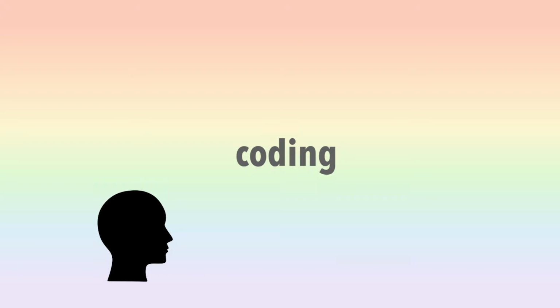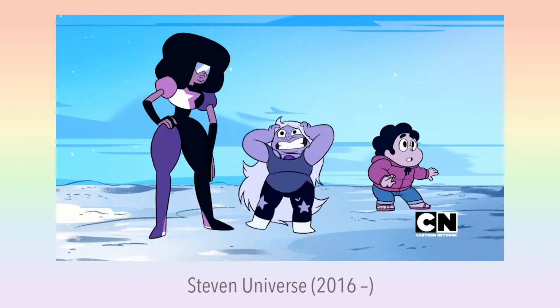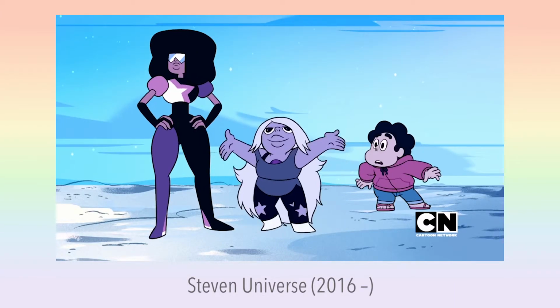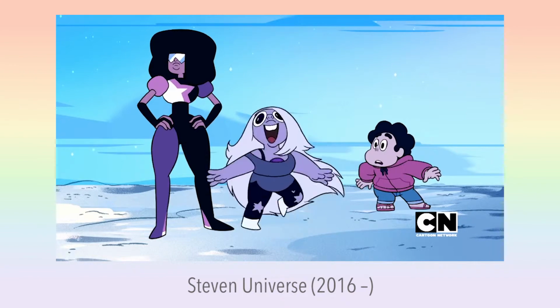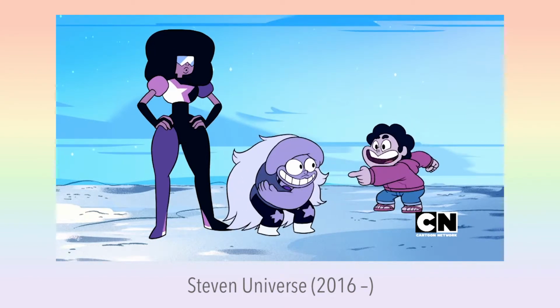Before we dive in, let's talk about coding. Coding is when a character is implied or suggested to have a certain identity, but is not explicitly stated as such. For example, in the show Steven Universe, even though the gems are not human and don't technically have races, characters like Garnet and Amethyst are coded to be characters of color through their designs and dialogue.